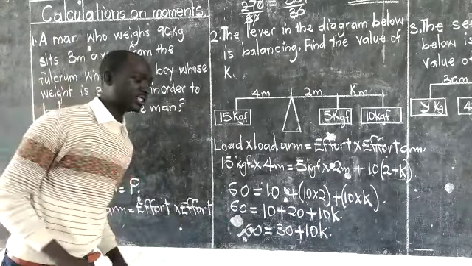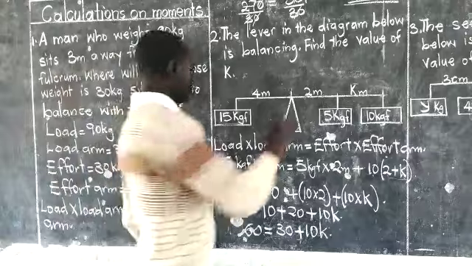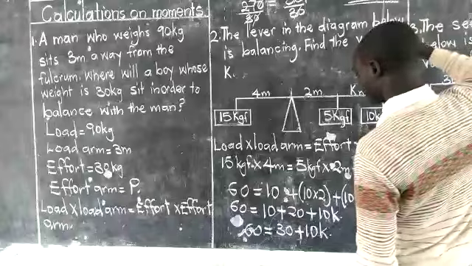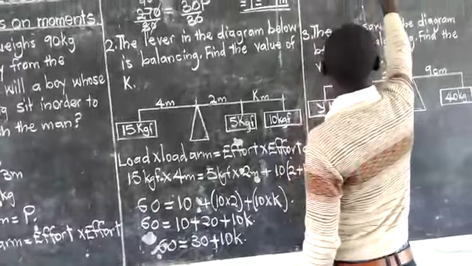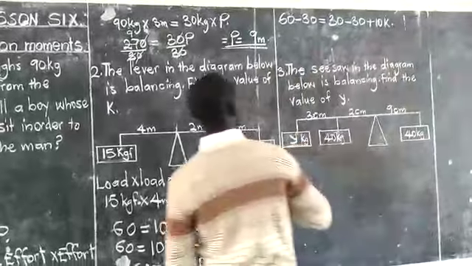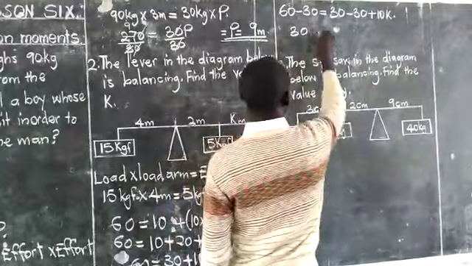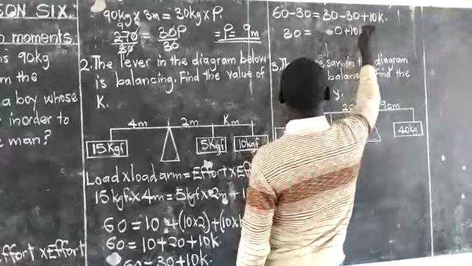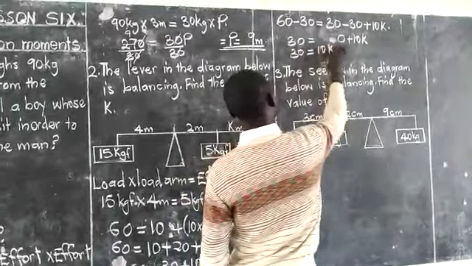Therefore, for you to find the value of k, you now need to collect like terms. That is by subtracting 30 on both sides in order to leave 10k alone. Therefore, you will say 60 minus 30 should equal 30 minus 30 plus 10k. 60 minus 30 gives you 30, should equal 30 minus 30 gives you 0 plus 10k. And this becomes 30 is equal to 10k.